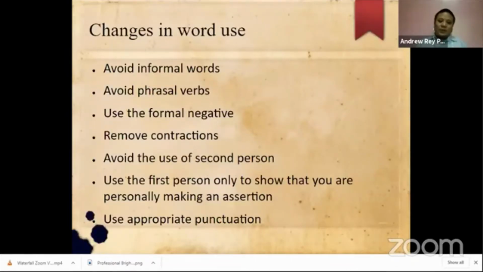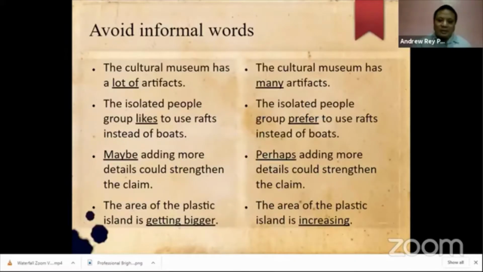Shifting into a formal style involves changes in word use. And in doing so, we need to avoid informal words. We try to avoid phrasal verbs. We use the formal negative. We remove contractions. We avoid the use of second person. And we use the first person only to show that you are personally making an assertion. And we use appropriate punctuation like semicolons and commas.